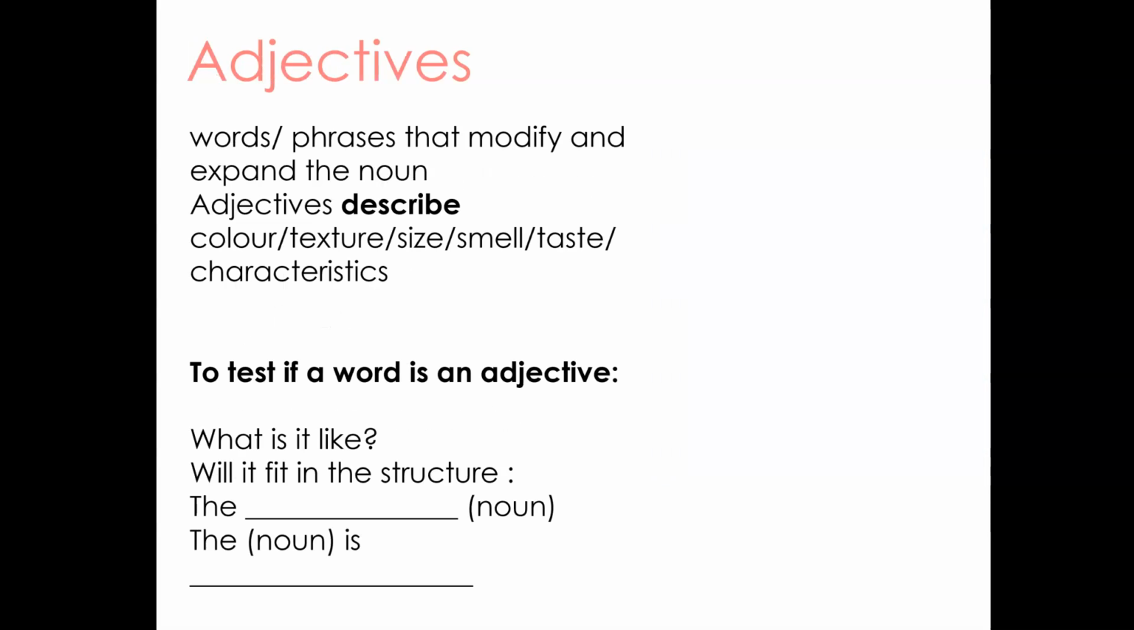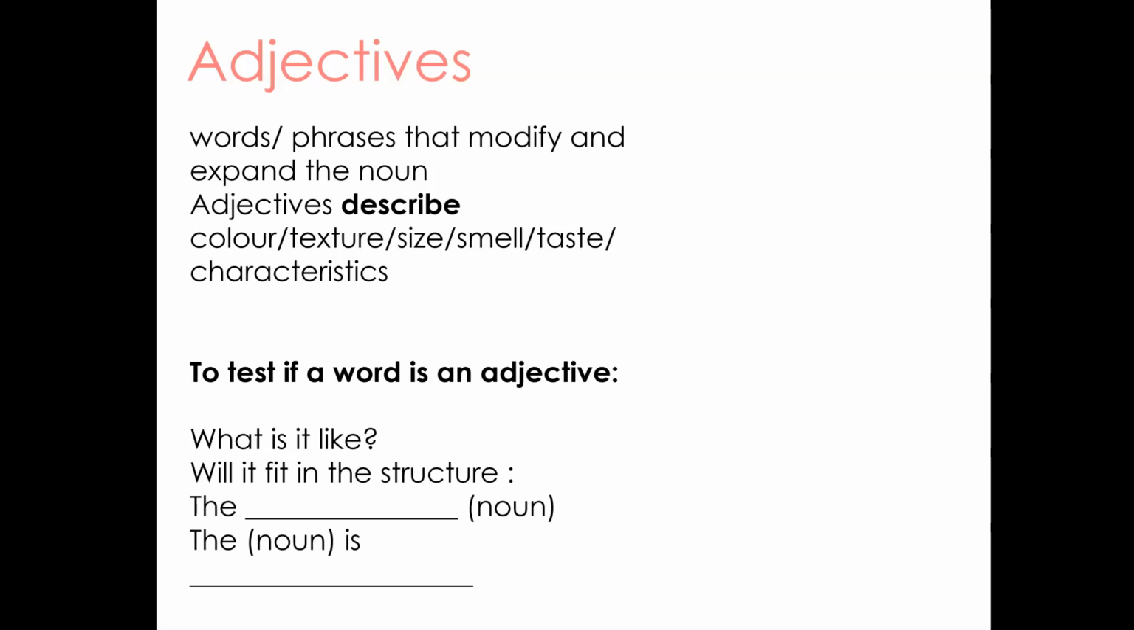Okay, next we have adjectives. So adjectives are our describing words. They're words or phrases that modify a noun and they'll expand to create noun phrases. Adjectives will describe the characteristics of a noun, so the colour of something, its texture or size, perhaps more specifically what it tastes like or smells like.